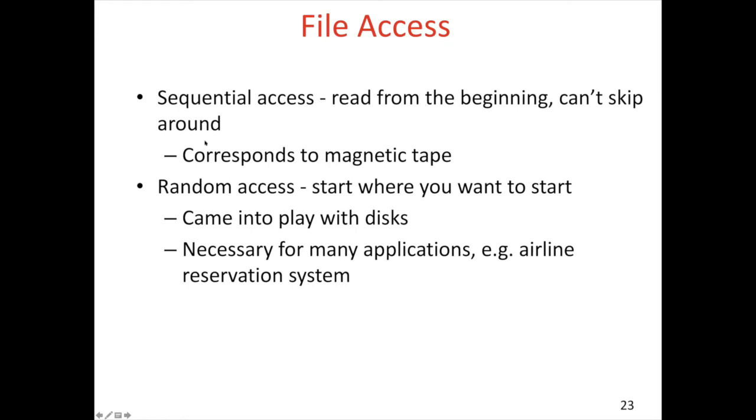If sequential access is used for file access, the reader starts from the beginning and can skip around. This corresponds to reading from magnetic tape. Random access, it starts where you want to start. It came into play with disks necessary for many applications, for example, airline reservation system.